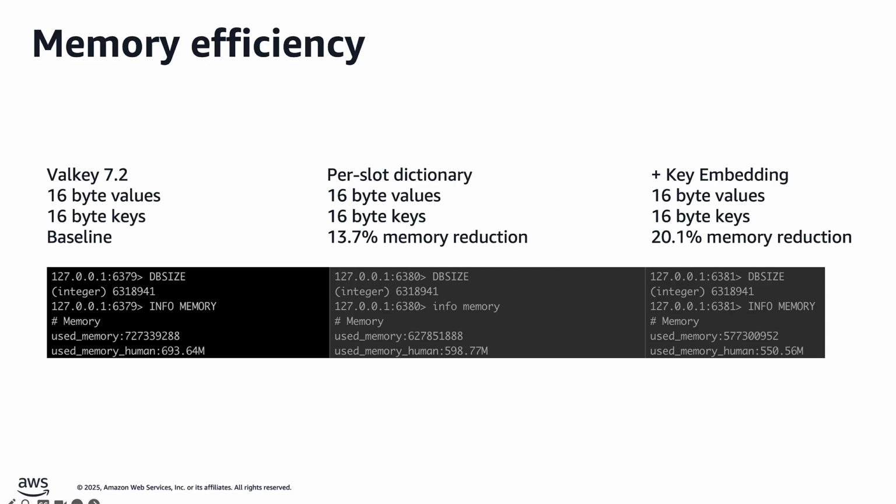So in the previous slide, we discussed how we improved memory efficiency with embedded keys by saving 8 bytes per key. Now 8 bytes might not seem like a lot, but a lot of caching workloads have relatively smaller keys and values. We benchmarked one customer who used on average 16 byte keys and values, and they saw over a 20% reduction in memory usage when they moved from Valkey 7.2 to Valkey 8.0.